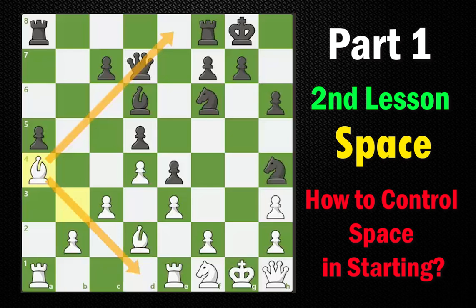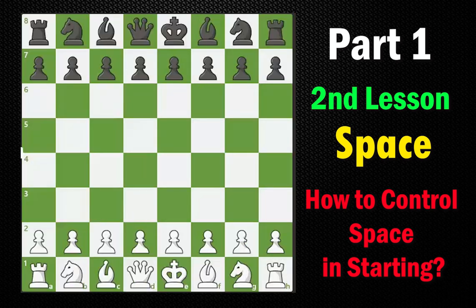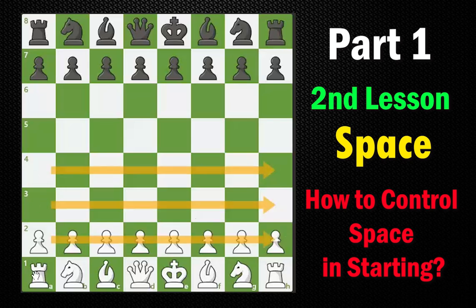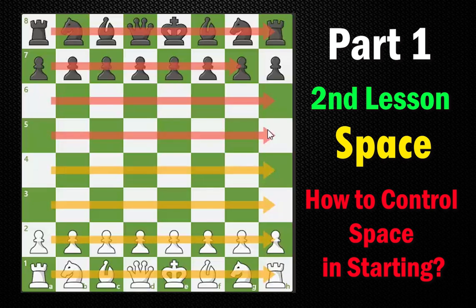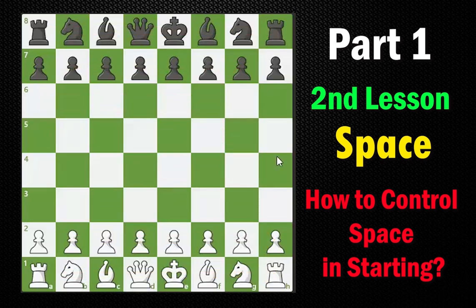Okay, so from the starting of the game, for example, in this situation, both sides have equal space. These 4 ranks are white's territory, and these 4 ranks are black's territory. Now, white is not controlling black's territory, and black is not controlling white's territory, of course, because it is the starting position. Now, white has the advantage of the first move.